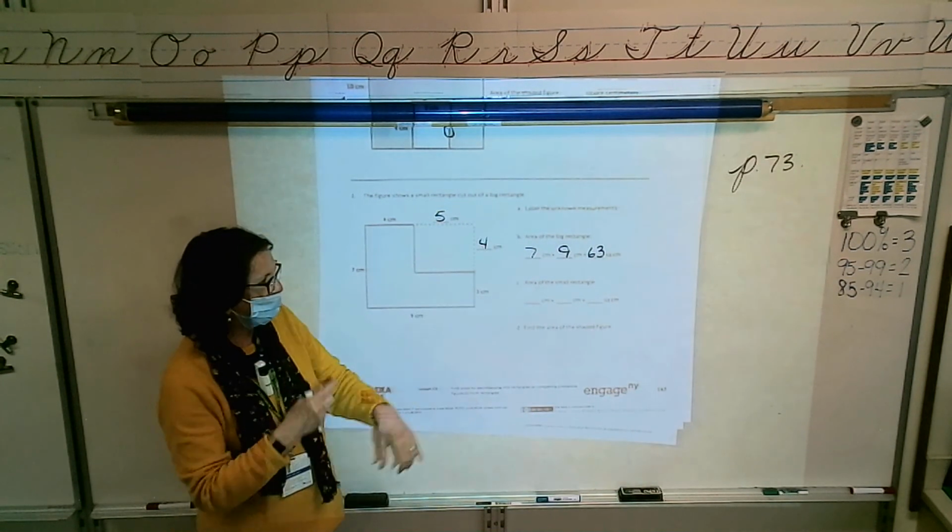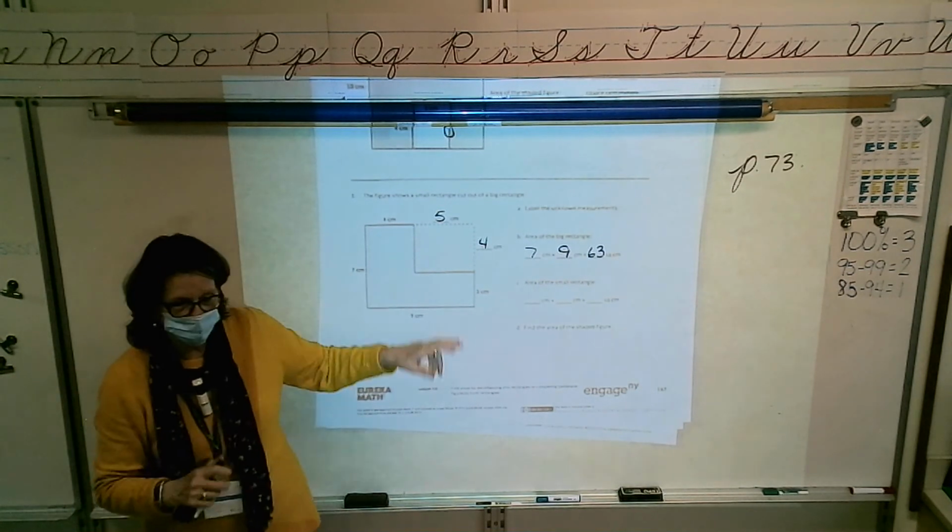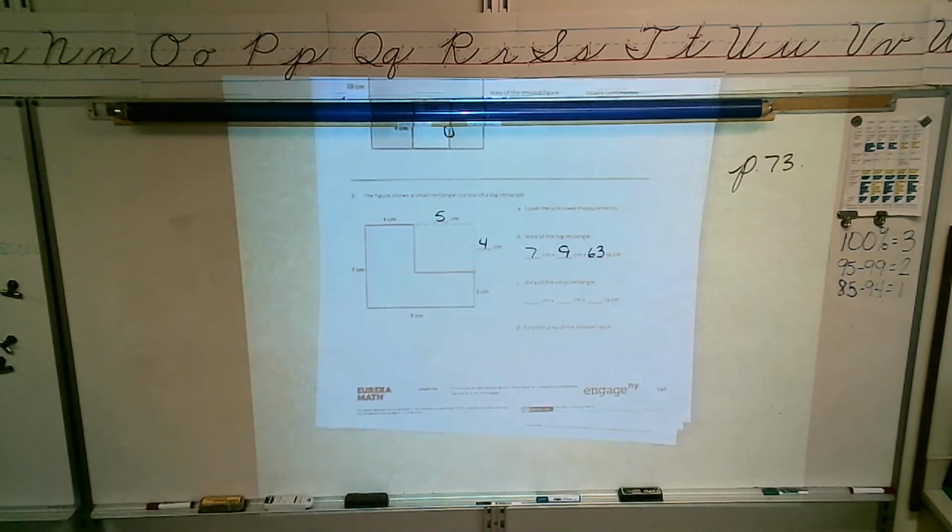Okay, now find the area of the small rectangle. Go ahead, you have your side lengths. It should be easy for you.